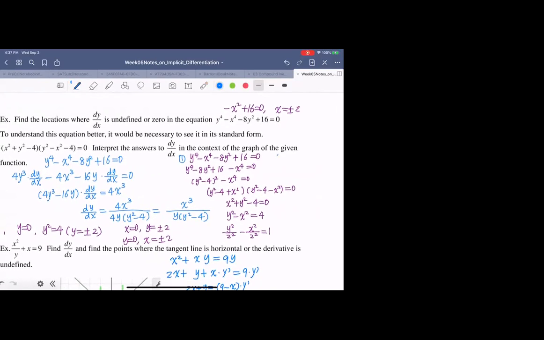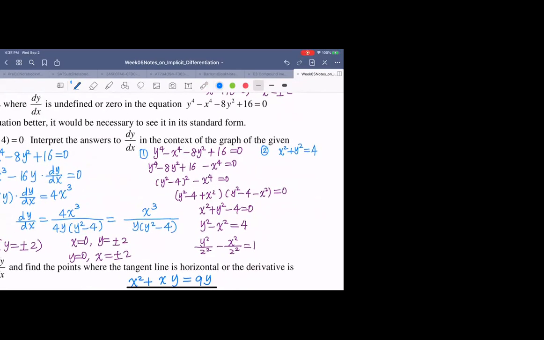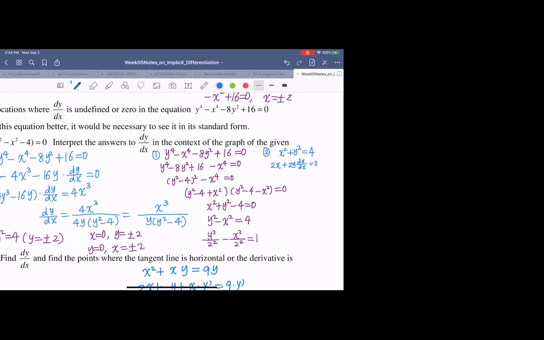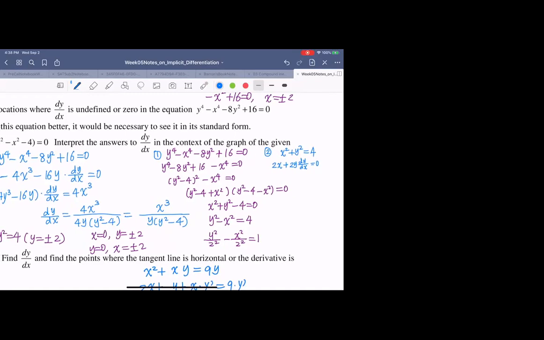Okay. Next one. When you have x squared plus y squared equals 4, right? Yeah. So we do the derivative. The derivative of this one is 2x plus 2y times dy over dx equals 0. So we want dy over dx equals negative x divided by y, right?